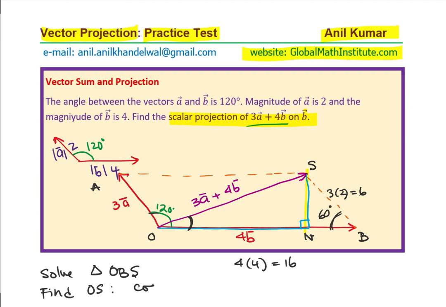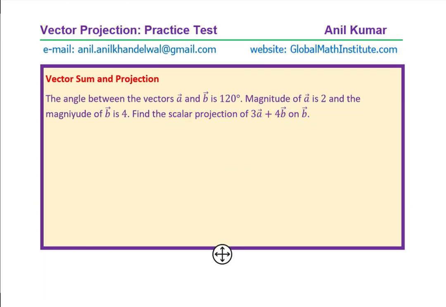You'll use the cosine law, correct? That is how you'll find OS. Once you find OS, you can find the scalar projection on B. So let's solve it. You now know the strategy involved in this type of question. Let me draw a smaller diagram here so that I get some working space. So let us say this is 4B for us, and this is 3A for us.